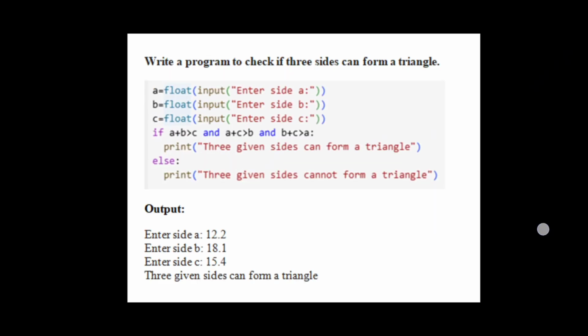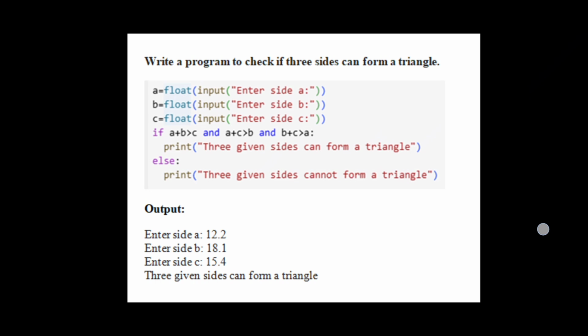Write a program to check if three sides can form a triangle. Now enter side A, we put in the variable a, and that should be floating type. Enter side B, we put in the variable b, that should be floating type. Enter side C, we put in the variable c, that should be floating type. Now we know the sum of two sides should be greater than the third side. So in this case, we have to check this condition.